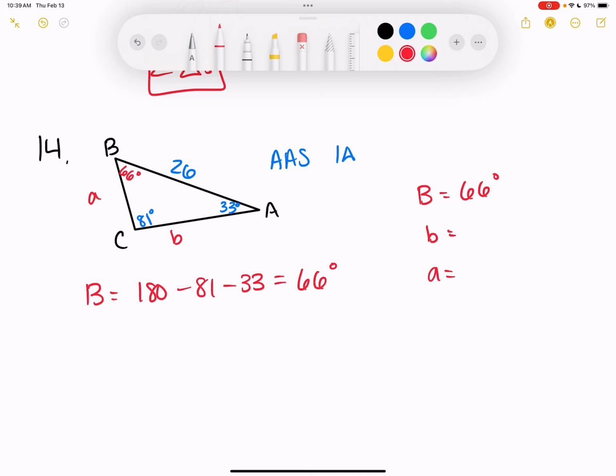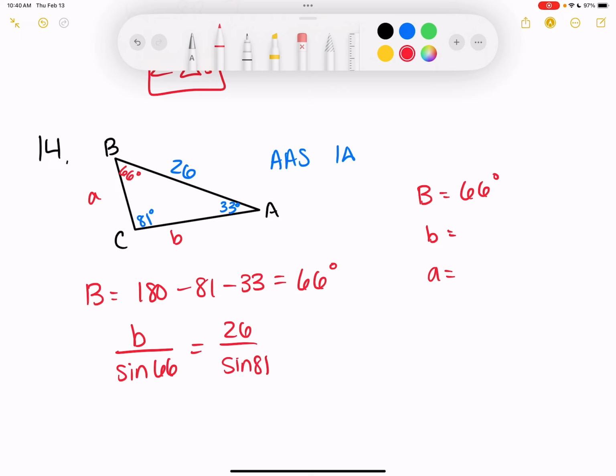All right, so now I need to find the other sides. So, I have to use law of sines. I'm solving for a side, so that means the side length is going to be on top. So, it's going to be B over the sine of B, which is 66. So, sine of 66 equals, the piece that I have all the given is for C. So, that would be 26 over the sine of 81.